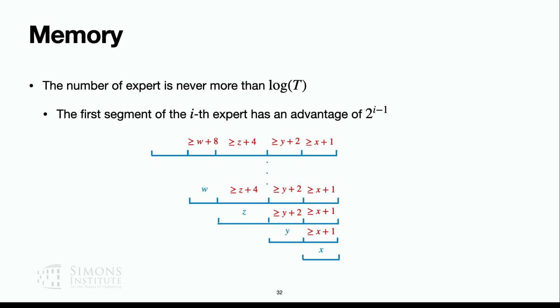And if you look at the algorithm carefully, it doesn't need to remember the loss of each epoch. Instead, it only needs to remember the loss of each expert on each interval. So the final memory just scales quadratically with the number of experts. There are at most log t experts, so the memory is log t squared. Okay.